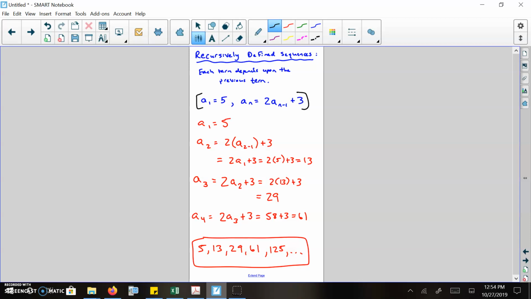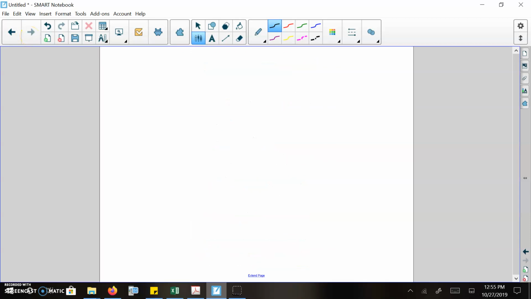Okay, so by defining recursively defined sequences, this allows us to actually look at a couple of different specific types of sequences. And in this unit, there's only 2 that we're going to discuss, and they are arithmetic and geometric sequences. So let's start out with an arithmetic sequence.